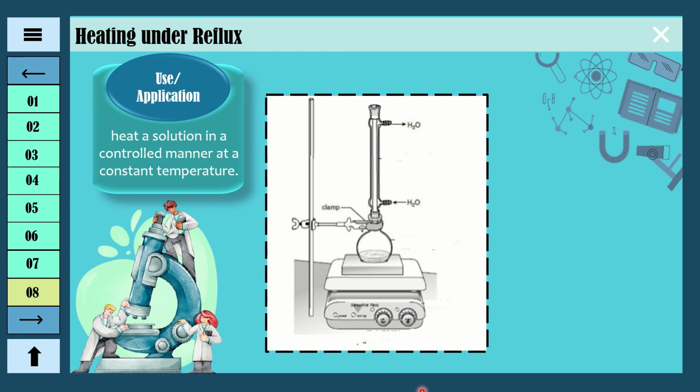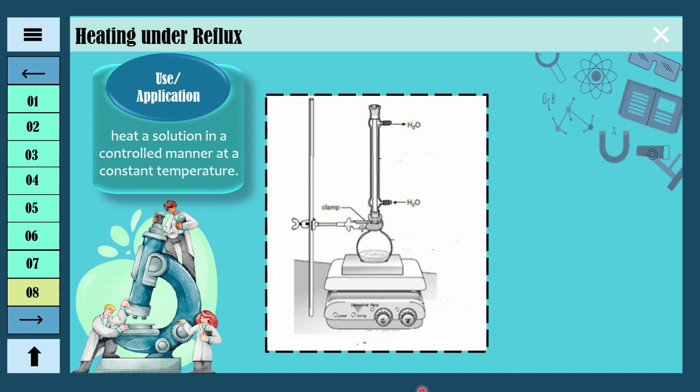Reflux under heating is a simple and efficient way to maintain a constant reaction temperature. To prevent evaporation of the liquid, solvent vapors are trapped by the condenser and the concentration of reactants remains constant throughout the process. The main purpose of refluxing a solution is to heat a solution in a controlled manner at a constant temperature. If in distillation the solute is what we need to evaporate, in heating under reflux, the solvent should be the one to be evaporated.